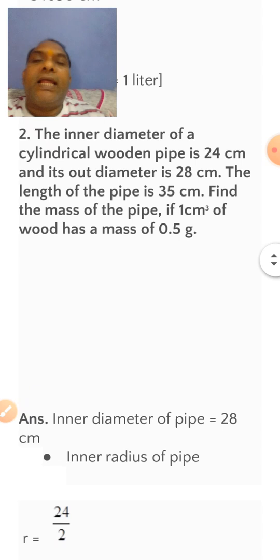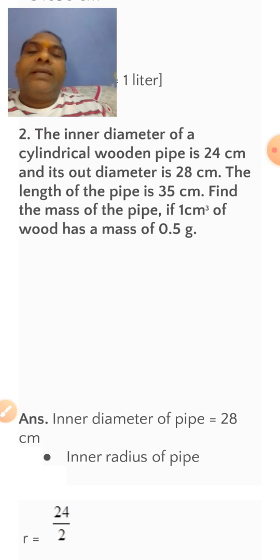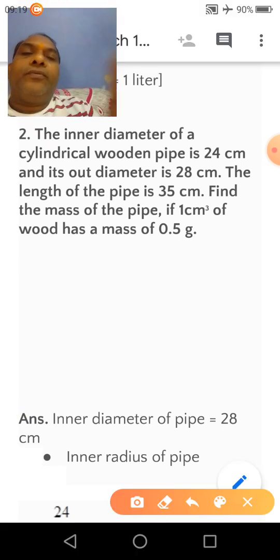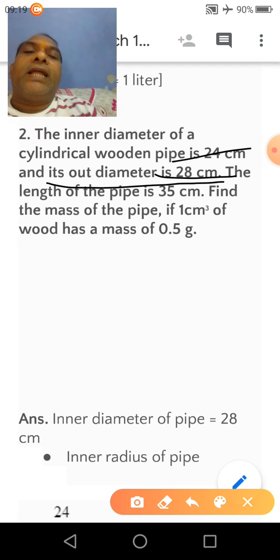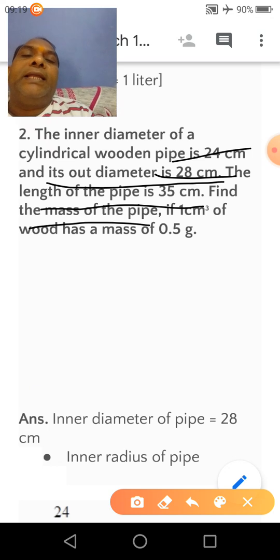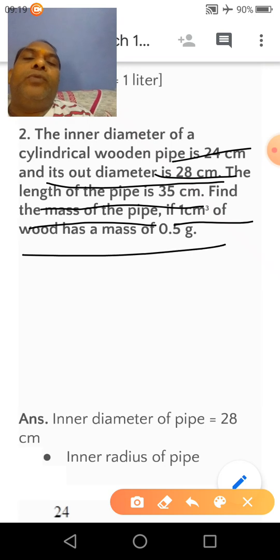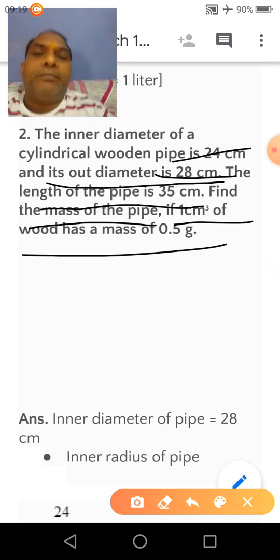The inner diameter of a cylindrical wooden pipe is 24 centimeter and its outer diameter is 28 centimeter. The length of the pipe is 35 centimeter. Find the mass of the pipe if 1 centimeter cube of wood has mass 0.6 gram. Clear?